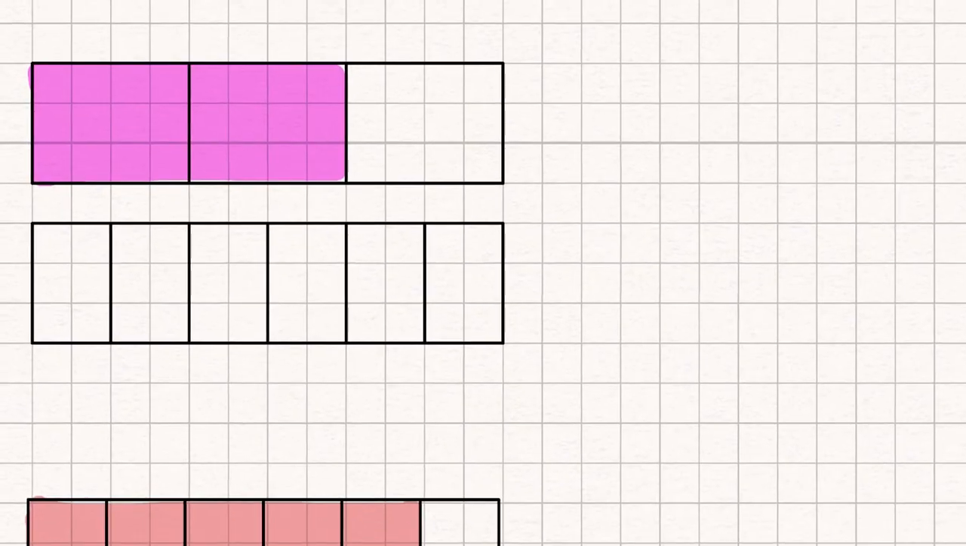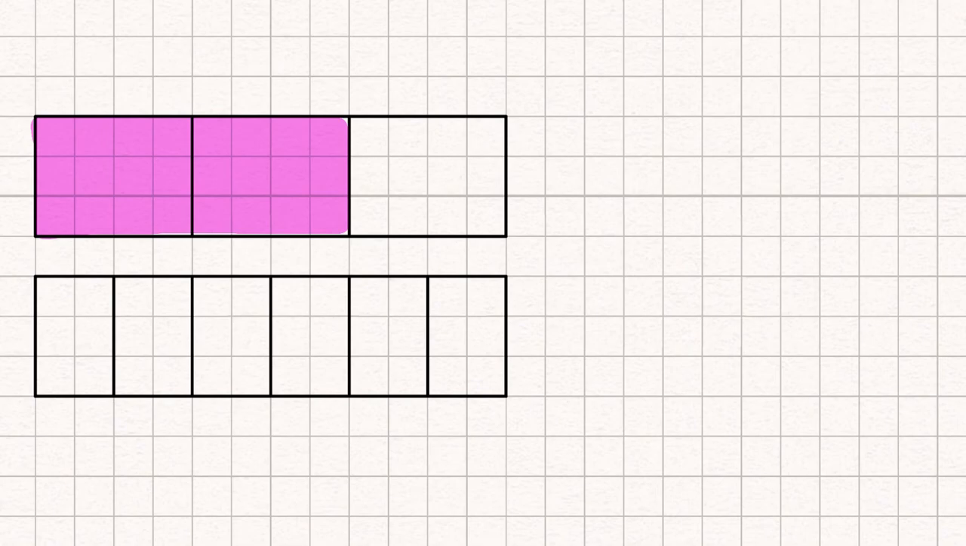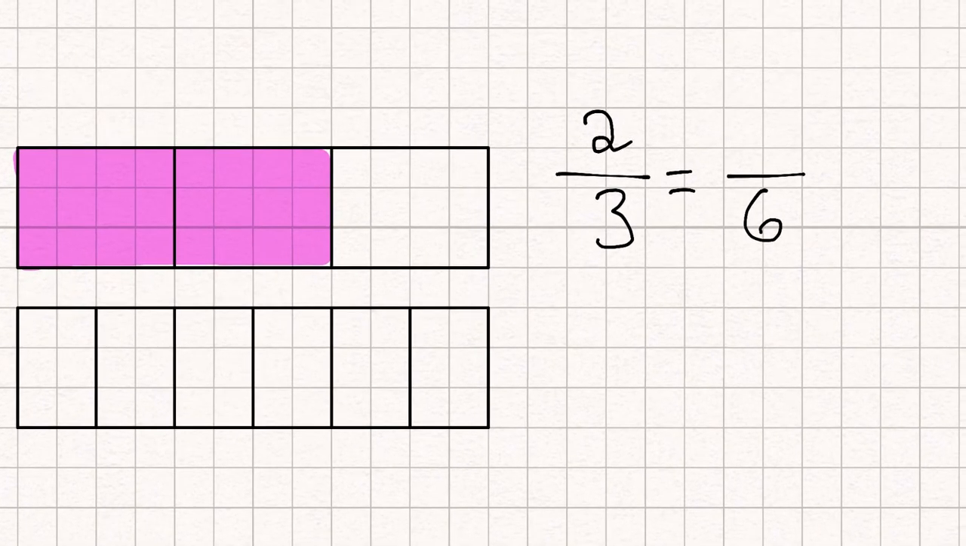All right, let's try another example together. This time, how many pieces make a whole? 3 pieces make a whole. And how many pieces are shaded in? 2 pieces are shaded in. All right. How many pieces make a whole in my other example here? You have 1, 2, 3, 4, 5, 6 pieces make a whole here. How many sixths are equivalent to 2/3? So we'll go ahead and do the math.